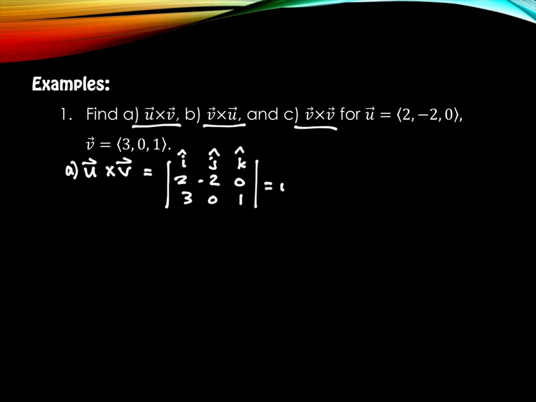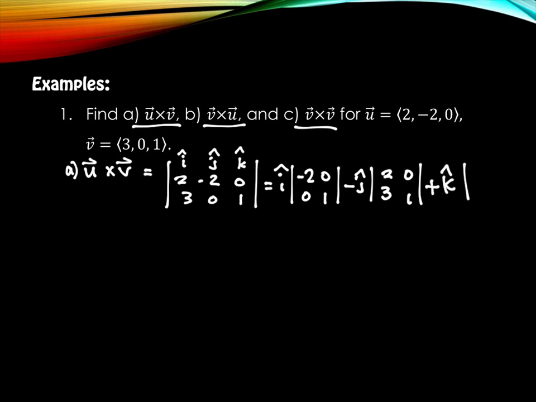Lovely. So we have our I, and then we have the determinant that's in the bottom corner, which is negative 2, 0, 0, 1. We have J. Sorry, it's not plus J either. It's minus J. Let me get that fixed since I noticed it. Minus J. 2 and 3, and then 0 and 1. And then plus K. And K is 2 and negative 2, 3, and 0.